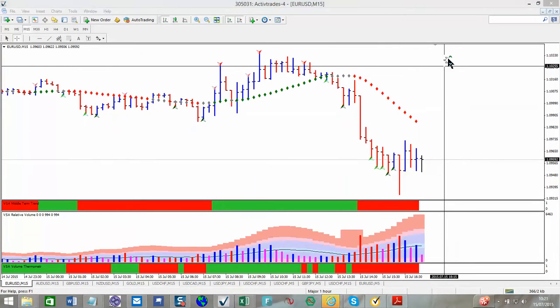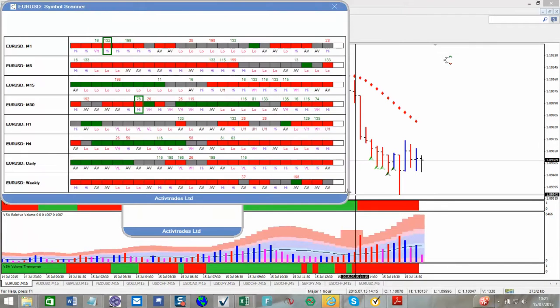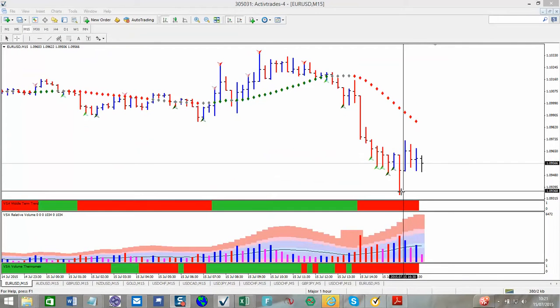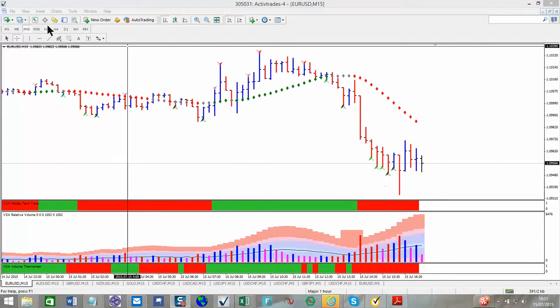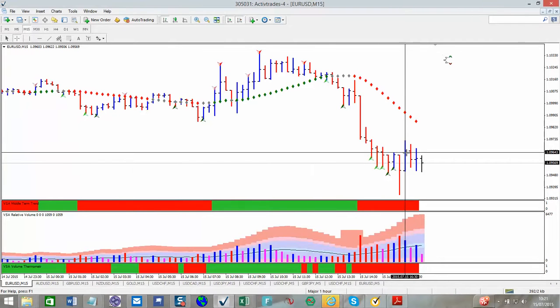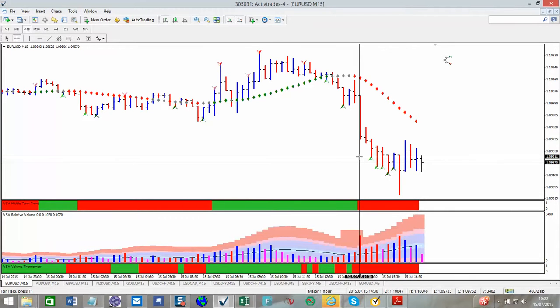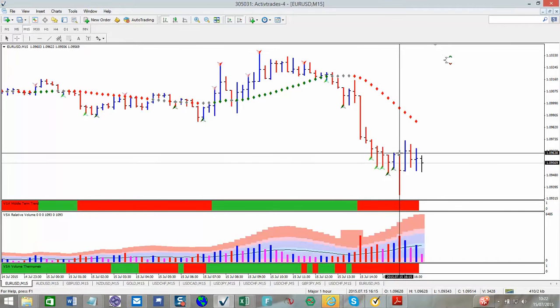At this stage, if we look at the scanner, it's showing weakness across pretty much all of the time frames. So we're just looking to see if there's a confirmation entry at this point. What I would be doing for this is setting a trigger number, which will be on the top of that bar, or possibly the top of this bar.